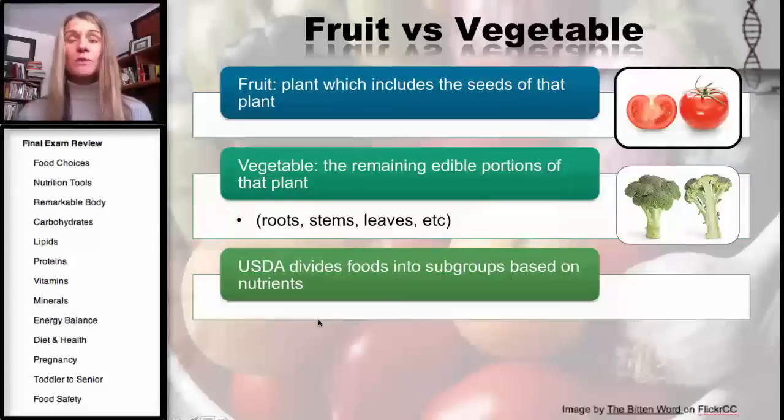Your fruit and vegetable groups are going to be divided further when we think about our colors and our starchy vegetables, because even within the fruit and vegetable group, there are going to be different varieties or different types of nutrients within those groups. So eating a variety of whole fruits and vegetables is important.